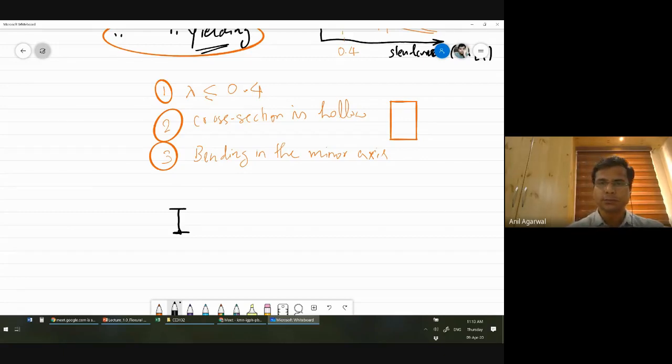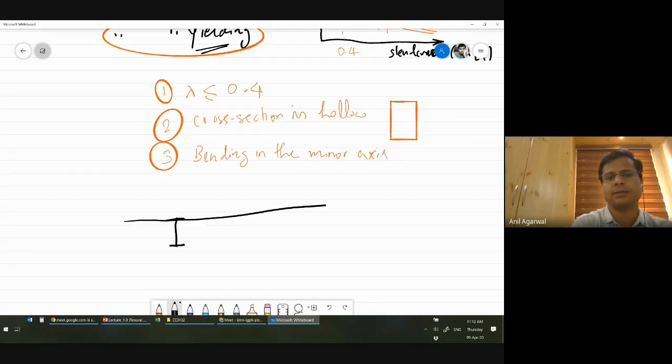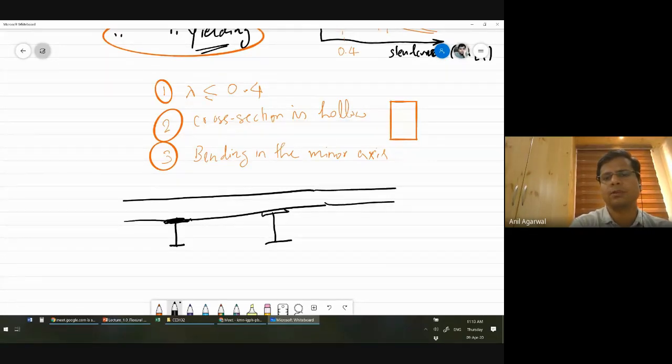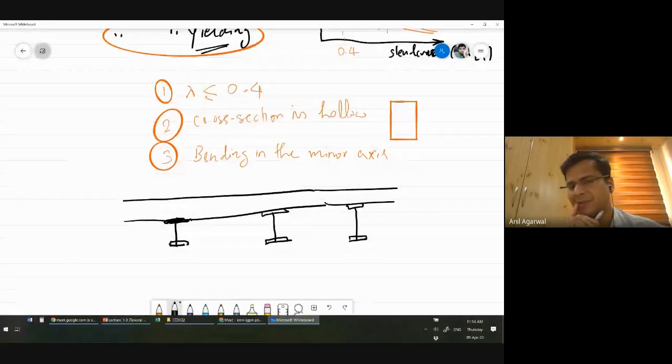Okay. Some additional conditions. If the beam is supporting a slab, let's say I have a beam and it is supporting a slab, the slab is simply resting on the beam. You may have several beams like this. The beams may not even be embedded into the slab. These are all identical beams, even though they don't look identical.